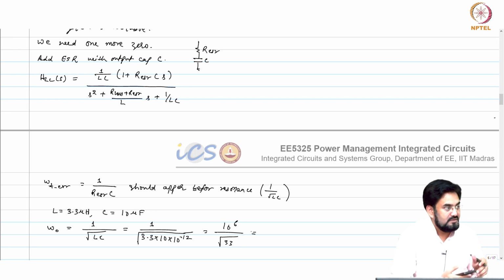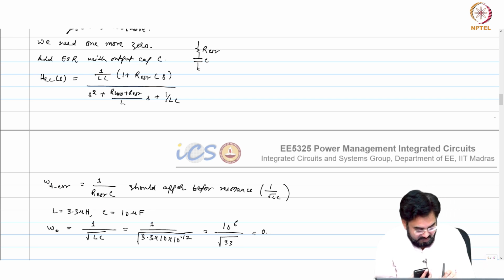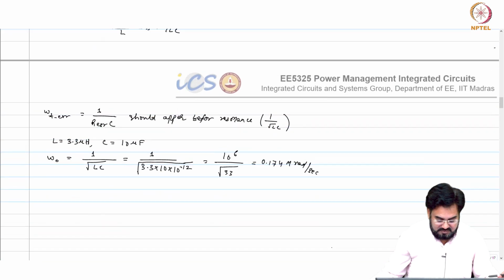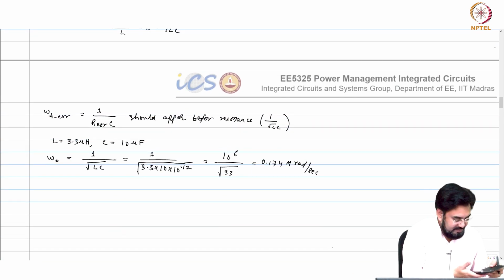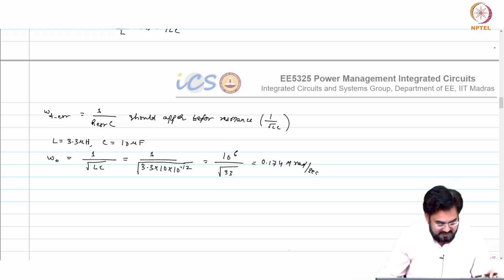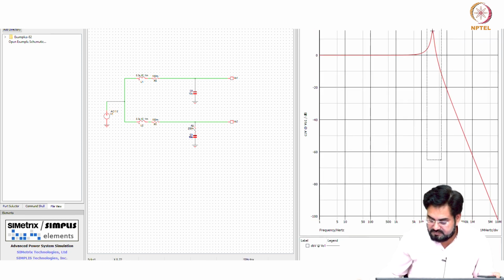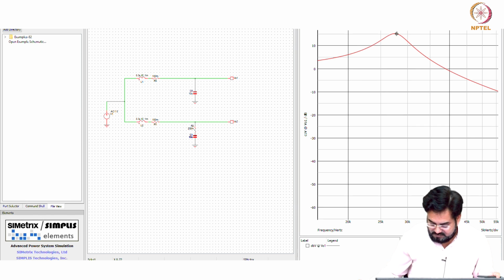How much is this? 0.174 mega radian per second, which means F naught is 0.174 mega divided by 6.28, 28 kilohertz roughly. We can check from here if it is appearing at that. Okay, 27.8, 28 kilohertz.